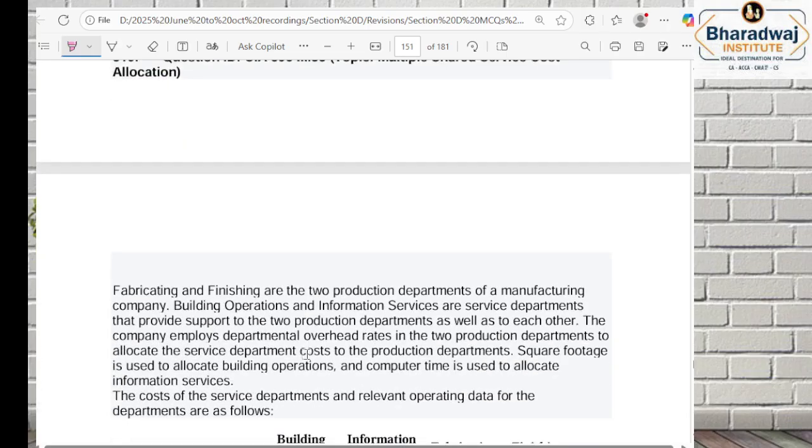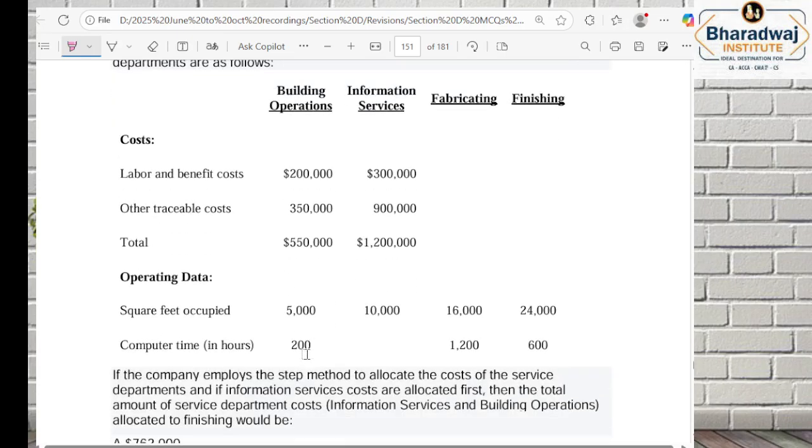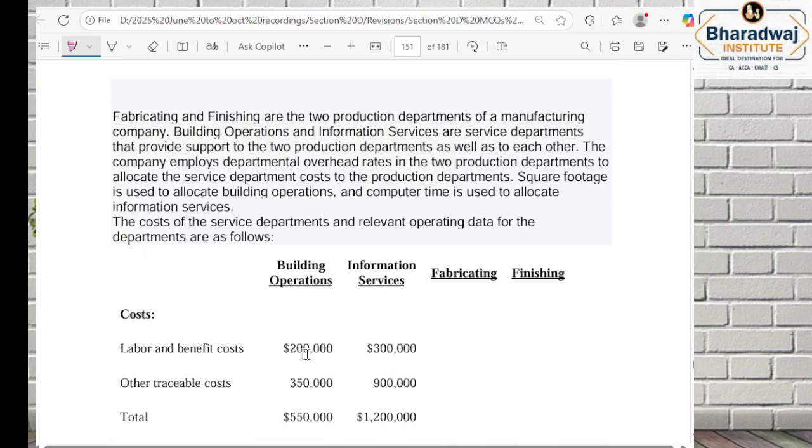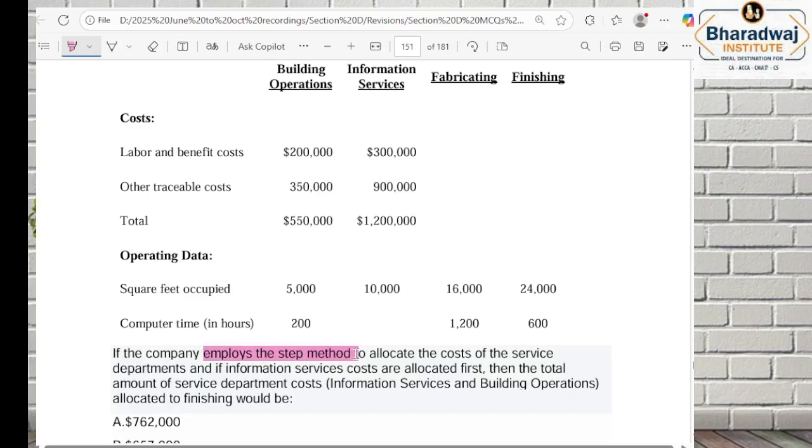Okay. Try to work out this at home, but anyhow, I'll share the answer. I request you to go through this. Please go through this first. They follow step method. They follow which one? Step method for allocating the cost.